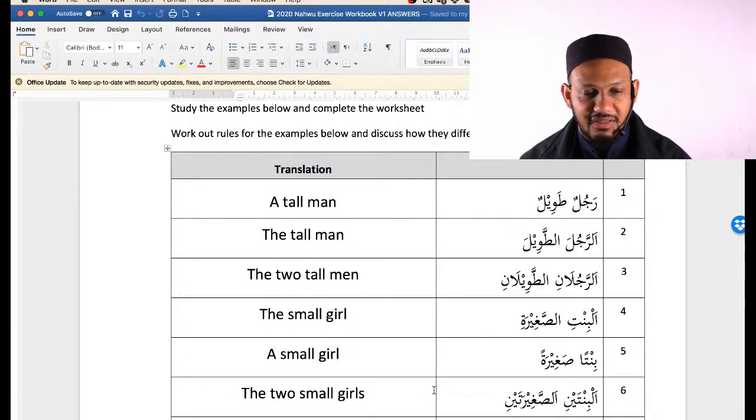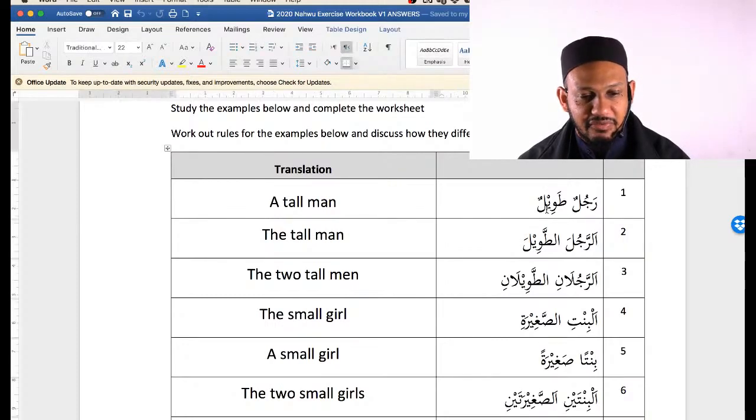So basically, in summary, the function of the second word, first of all, is to describe the first word.